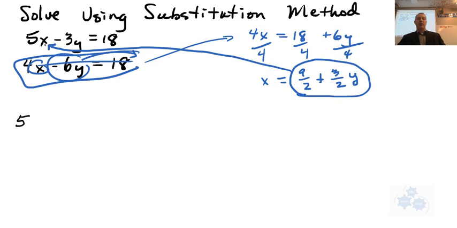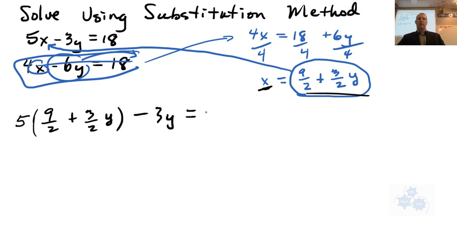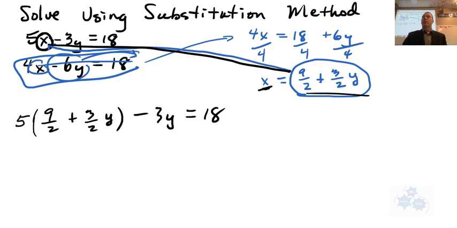So the 5 now is not 5x here, because we're going to substitute what x actually equals. This is going to be 5 times 9 over 2 plus 3 over 2 y, minus 3y equals 18. So I've just put that right here. Everyone see that? We good? Okay, what do I do next?